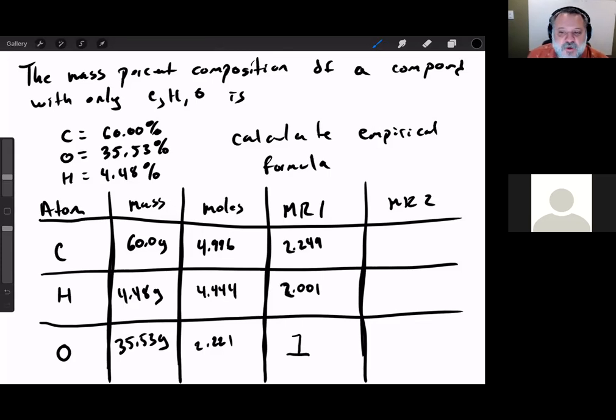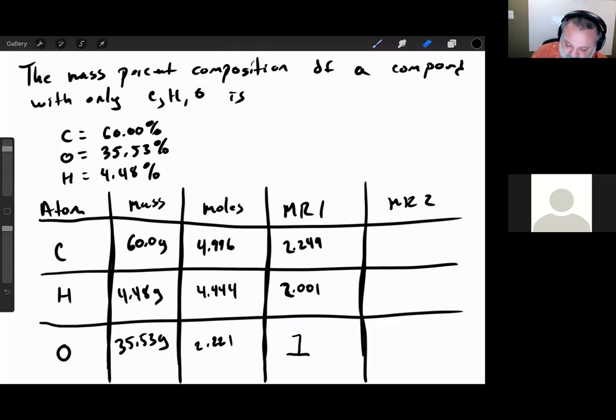Remember, I round and I don't multiply. And so many students would make the mistake of doing this. They would say, all right, I'm done. The formula is C2H2O1. And they would round 2.249 down to 2. And that's not what you do. You don't round, you multiply.